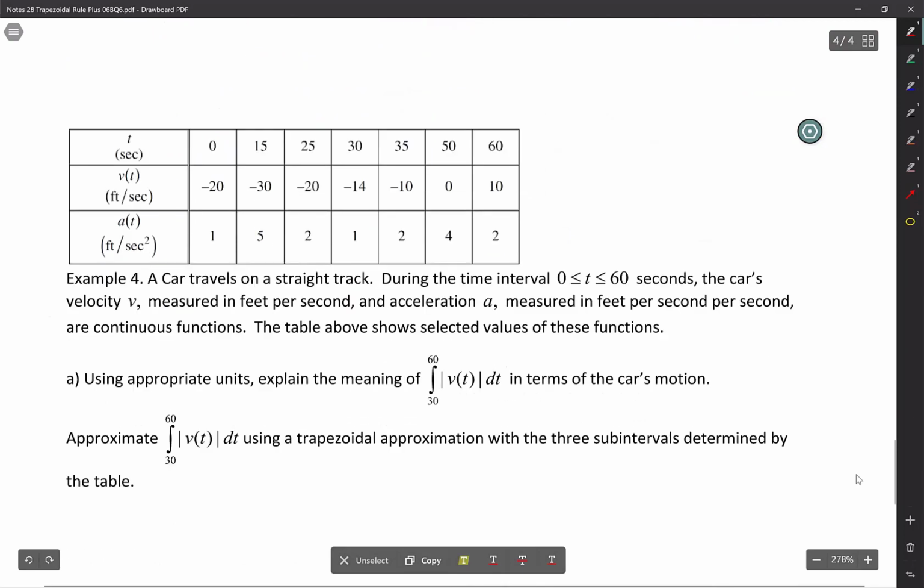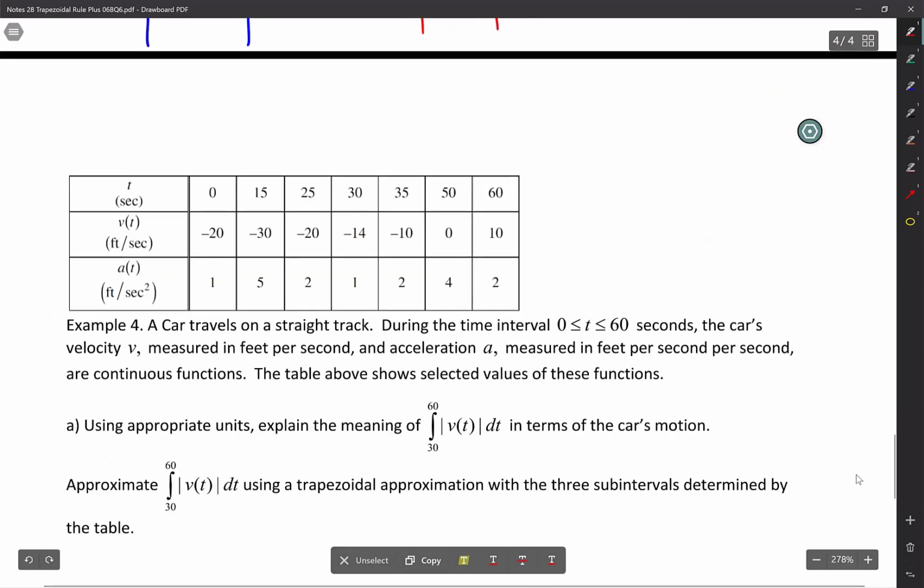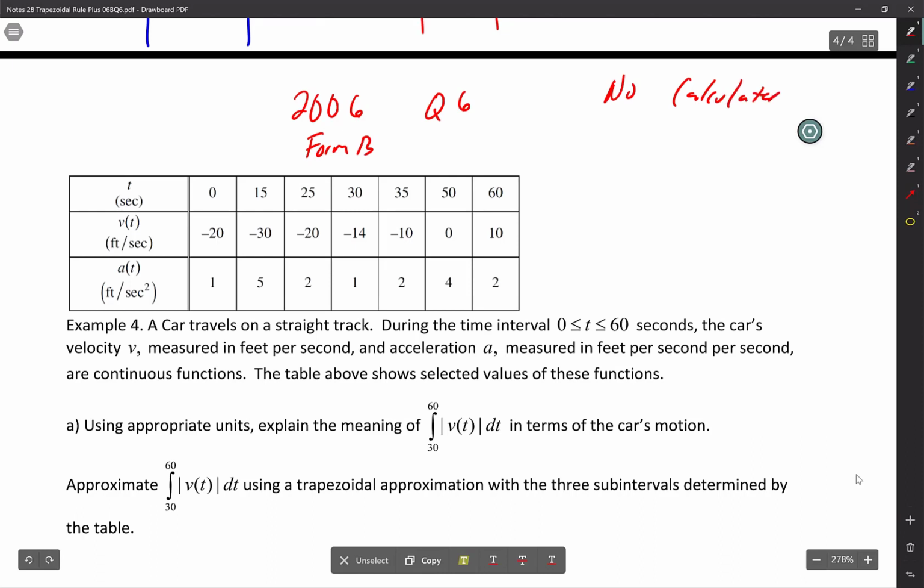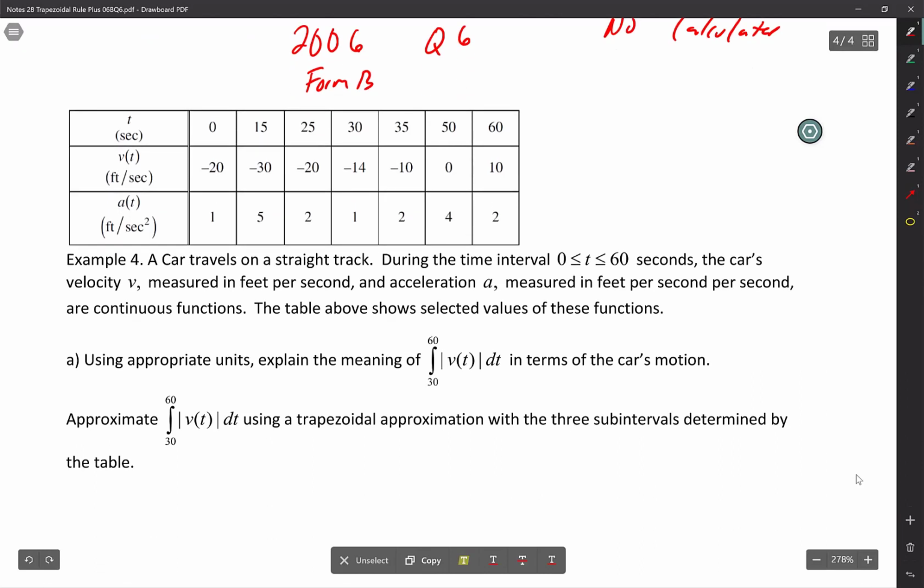Let's continue. This is from a real AP exam, the 2006 exam, form B, question 6. It's a free response question, so I can share it with YouTube. Every free response question is available to be shared. Question 6 means no calculator. Let's see if we can do this. They give me time in seconds, velocity in feet per second, and acceleration in feet per second squared.